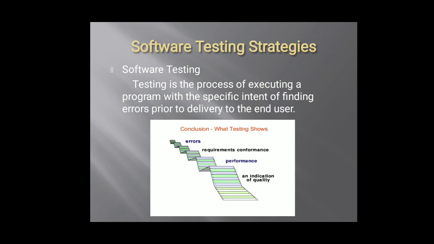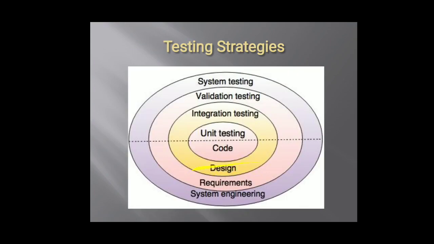So what does testing show? Testing shows you errors, requirements conformance, performance and an indication of quality. So an indication of quality, the actual intention to get quality improvement, is why we have a testing process.